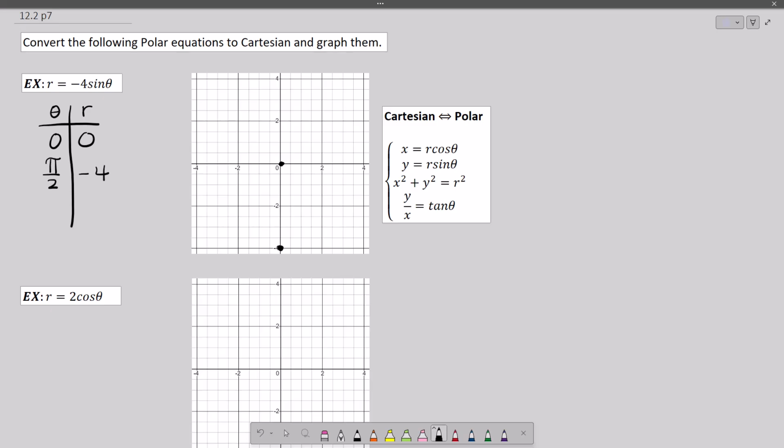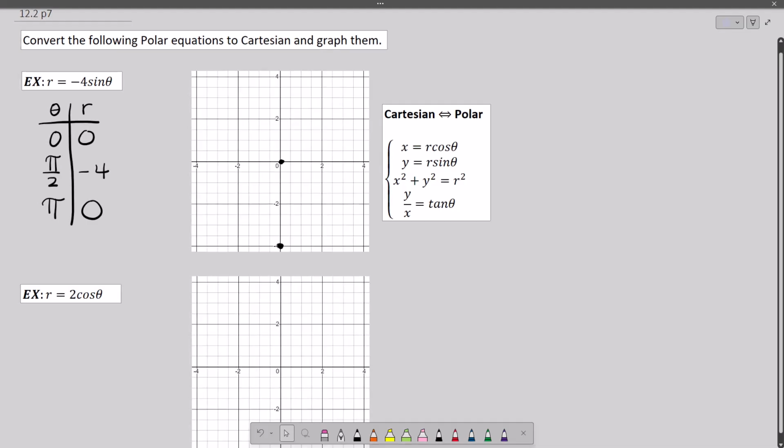Now if we get our rotation all the way over to pi, sine of pi is 0, so our radial value is 0, and we're back to this point. And if we were to then go to 3 pi over 2, we'd be back to this point. So if we know in our mind that r equals a constant times sine or cosine is a circle, we're done. We can infer that this is the only way we're going to get a circle, if these 2 points were there. So our circle is going to be tangent to the x-axis.